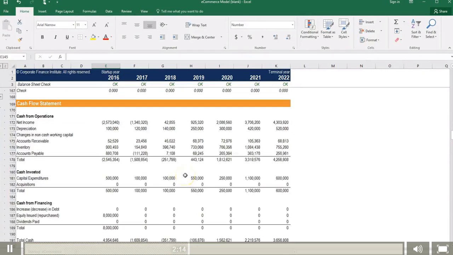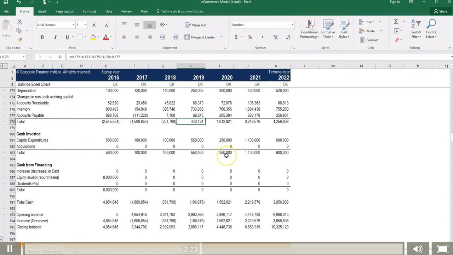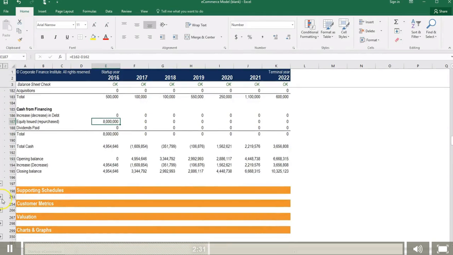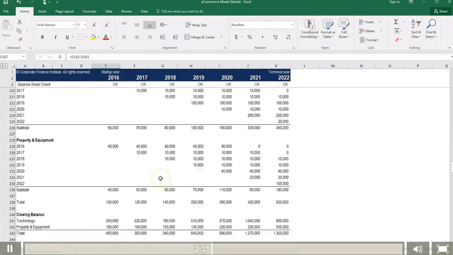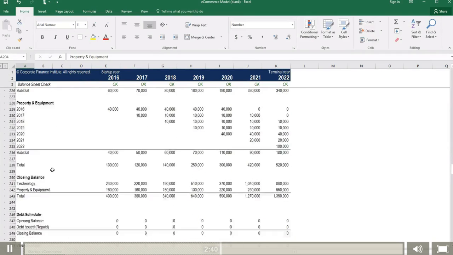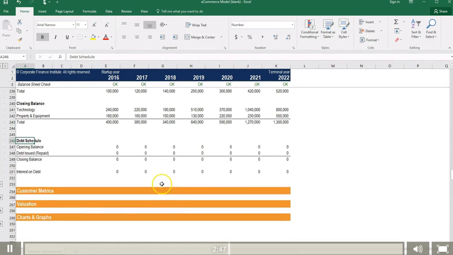We've got a cash flow statement here. We can see the operating cash flow hitting positive in 2019. Capital expenditures are not huge for this business. We raise our 8 million of equity on day one. We built supporting schedules to model our capital assets. So we've got technology, property, and equipment. We then also got a debt schedule. There's no debt in this model, but if we put it in the assumptions section, it will flow through here properly.